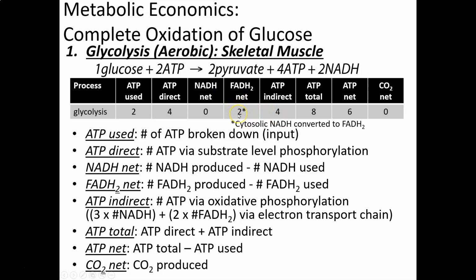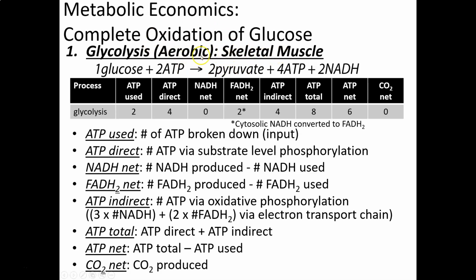Remember, this is times 2, so that's 4. This is times 3. 0 times 3 is 0. 0 plus 4, my indirect is 4. My total ATP is indirect 4 plus direct 4. That gives me 8. My net ATP is 8 minus 2 used. That gives me 6. Still no CO2 out, right? So that's glycolysis in skeletal muscle, okay?